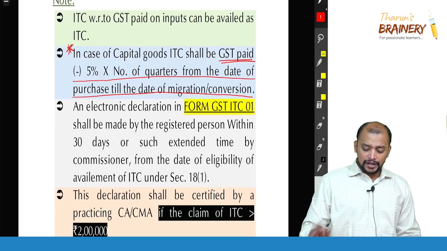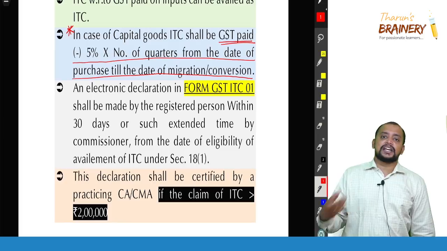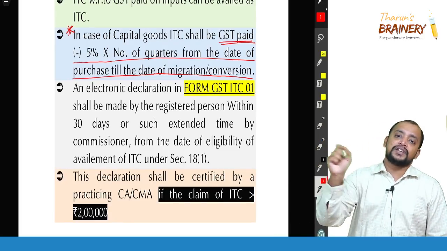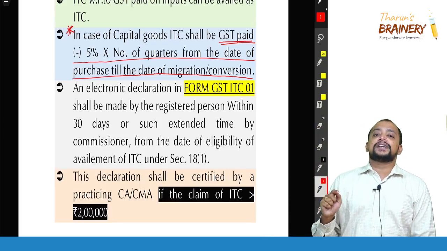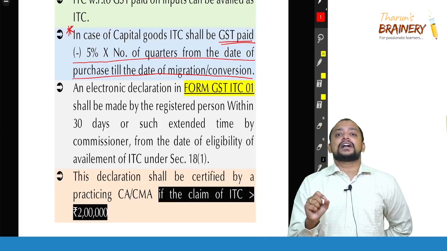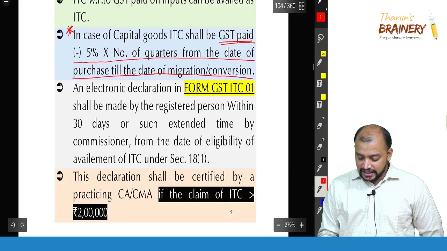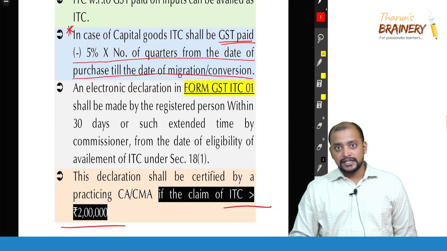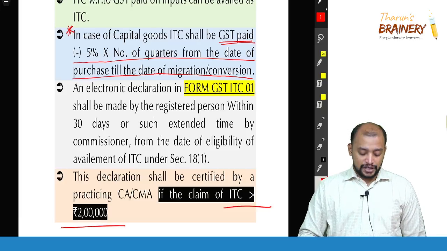Now, this declaration in ITC-01 is a self-declaration. If the ITC amount, however much we take as input tax credit, exceeds 2 lakh rupees, then that should be certified by a chartered accountant or a cost accountant.